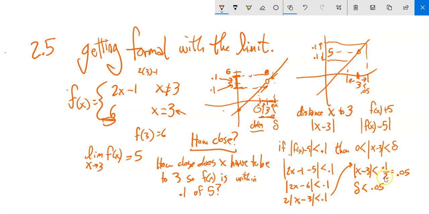It's just going to be 0.01 divided by 2. No matter how close you tell me you want this output tolerance to be, I can make that input tolerance smaller, and it's guaranteed to fit within there. That's much more formal than getting close enough. Okay, I'm going to formalize this a little bit more.